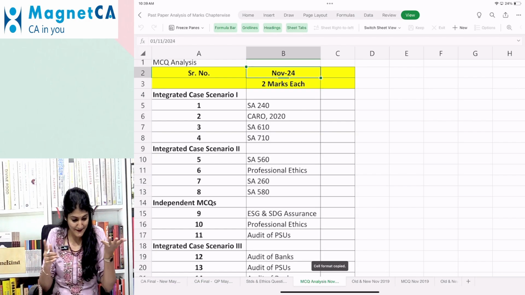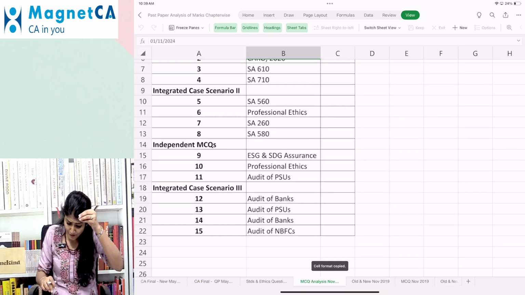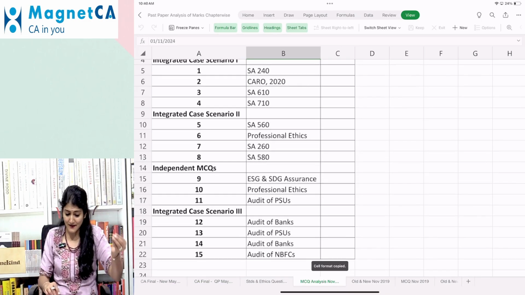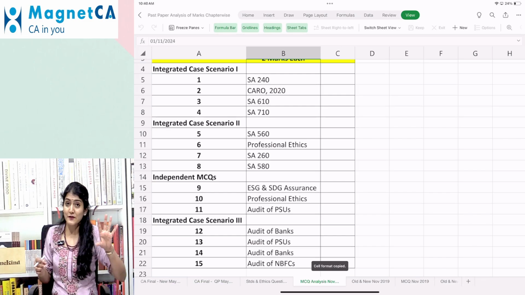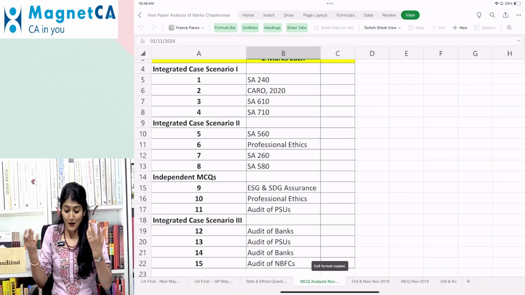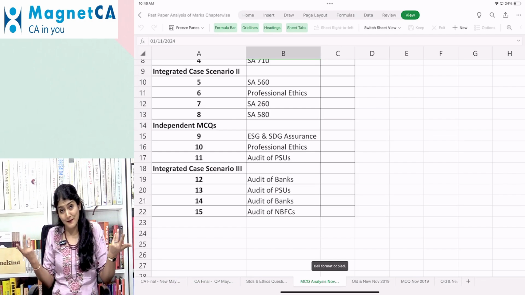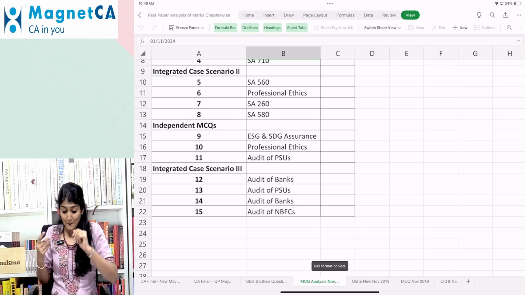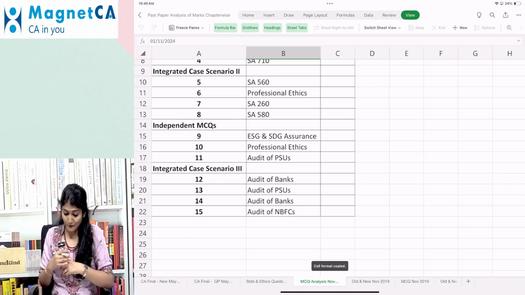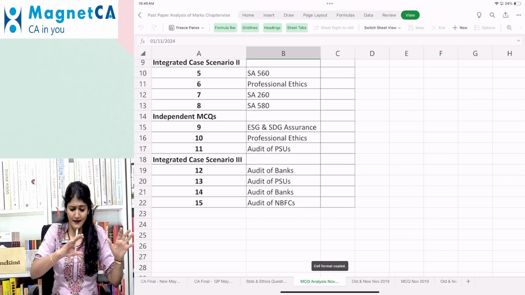CA final standards important, ethics important, and bank audit also asked in every exam. But just look at the 30 marks of the MCQs in the exam: I see 6 questions from the standards, that is 12 marks, 2 questions from ethics, that is 4 marks, then bank audit 2 questions, that is again 4 marks. PSU is a pleasant surprise, wherein we see 2 questions from the PSUs for the MCQ, again 4 marks, and then you see the ESG, SDG assurance, the CARO 2020, and also the NBFC. Okay, right? So this is the discussion only regarding the MCQ part.